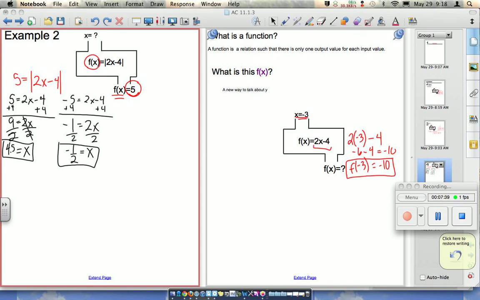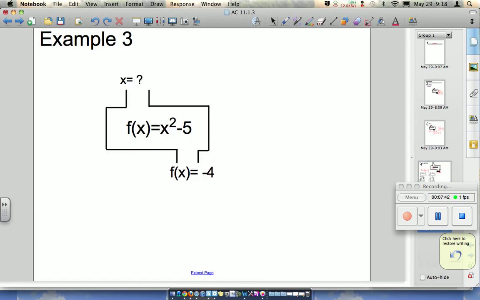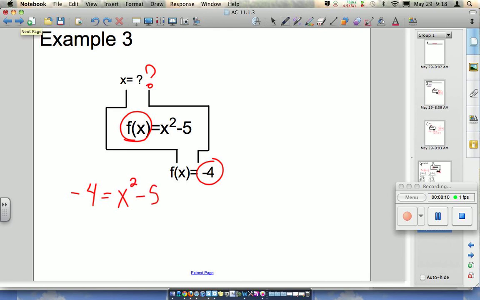So let's take a look at the next example. So now we're given, again, the output of negative 4, and we have to find the input. So we're going to, once again, plug in negative 4 for the function, because I know the function should have given me negative 4. I'm trying to find the x. That's my question mark. So I'm going to put negative 4 in for the function and figure out when I get negative 4. Okay, again, I'm going to add 5 to both sides. And I get x squared equals 1.